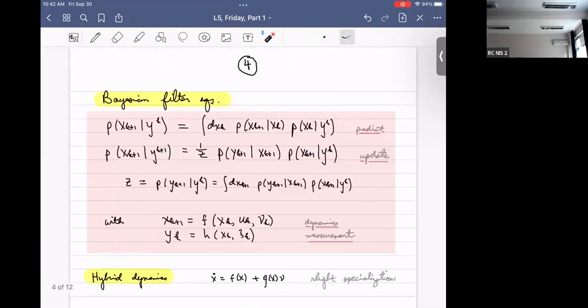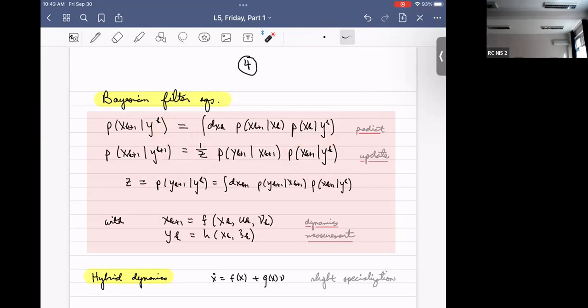If we put it all together, we get this collection of equations. This allows us to predict xk plus one given all the yks, using a previous estimate. We start from xk given all the yks. We use this Markovian dynamics rule to evolve xk to xk plus one, integrating over all the possible xks that can be present here. We then use Bayes to update from xk plus one given yk to yk plus one. And so this serves as our prior, and then we have a likelihood.